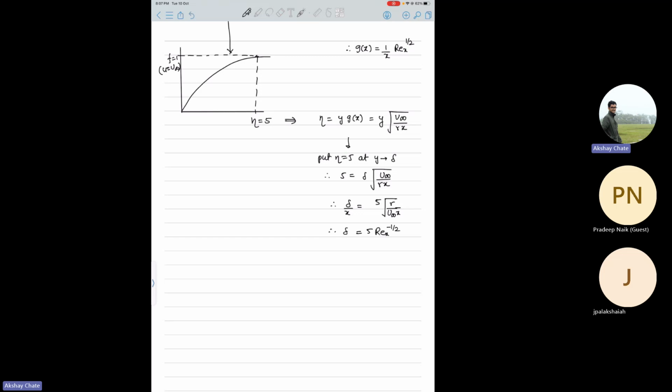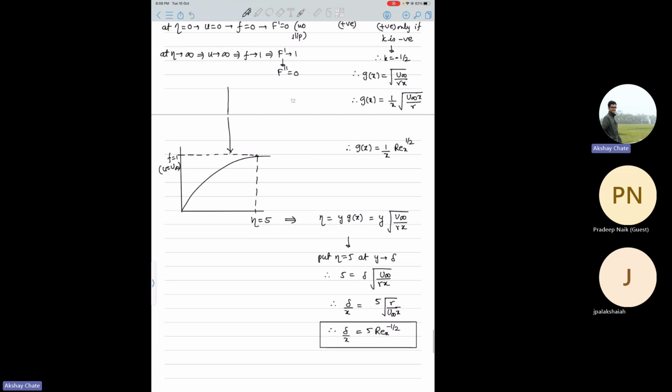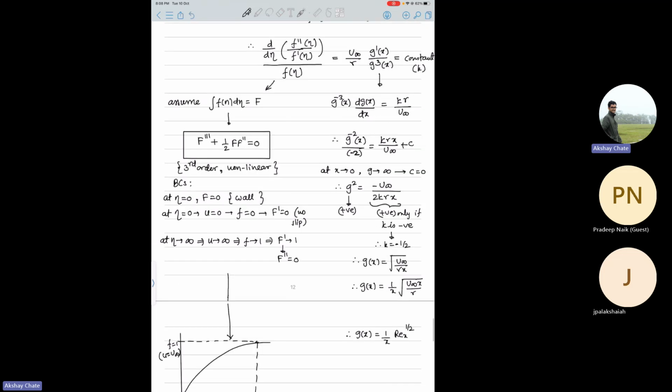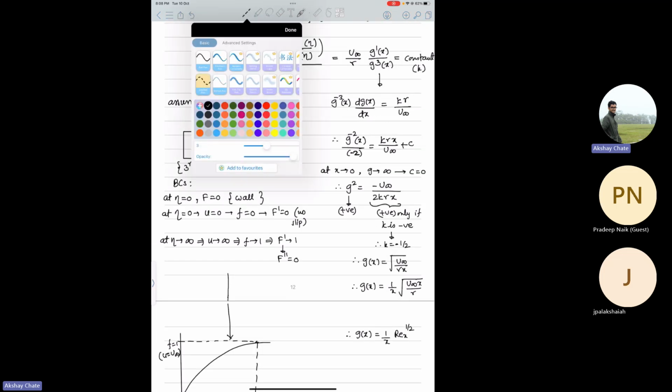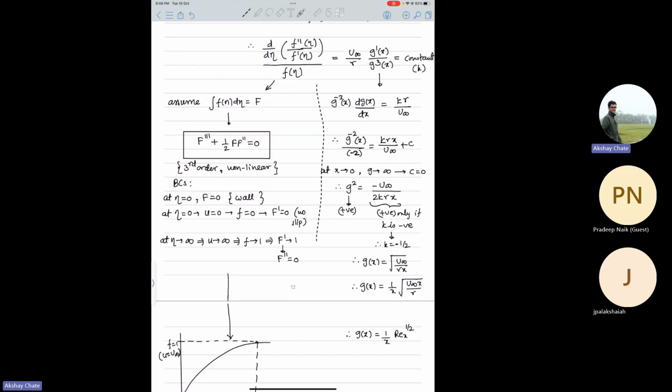So this is your famous Laplace solution. They call it an exact solution because it is obtained by solving this equation using numerical methods. Okay.